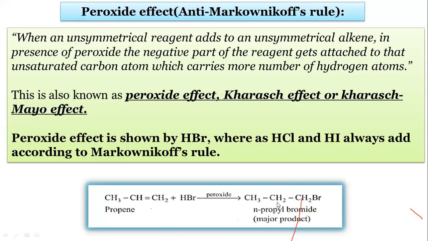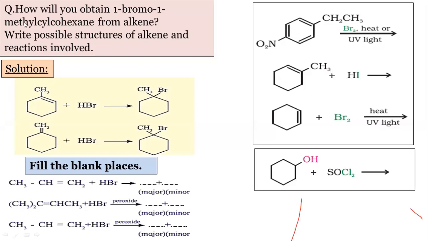This is happening due to the addition of peroxide. That's why it is also called the peroxide effect, Kharash effect. These are the names of the scientists, Kharash and Mayo, who discovered this effect. Remember this note I have written in bold type. The peroxide effect is shown by HBr, whereas HCl and HI always add according to Markovnikov's rule. Remember, this may be asked in your exam. The second exercise depends upon Markovnikov's rule and anti-Markovnikov's rule, so go through this exercise. If you have any doubt, call me. These are very important examples I have given.